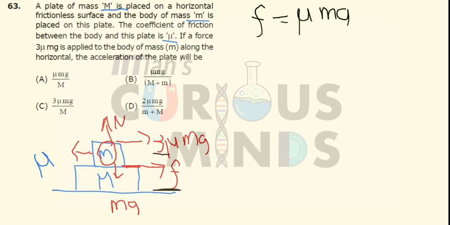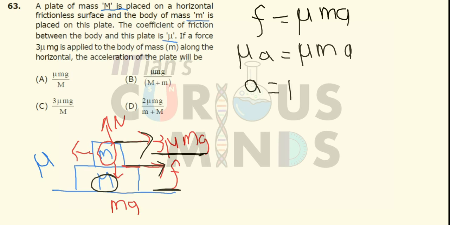Now the force with which I am pulling the small m is greater than the friction force. So basically the small m will slide to the right hand side, but the capital M will also slide to the right hand side, which will be F equal to ma, which is equal to mu mg. Now the friction force is the only force that acts on the capital M. So we have to calculate the acceleration of the body. Let this be a2. It will be equal to mu mg divided by capital M, which is option number A.